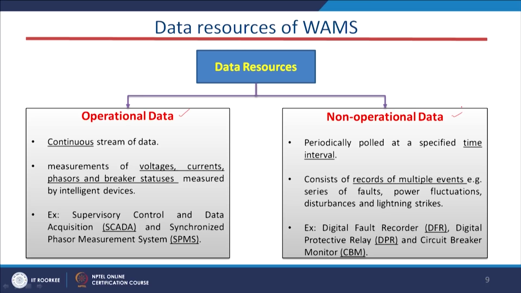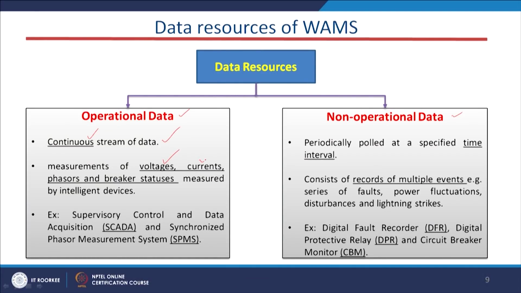As far as the data resources are concerned, we have two types of data. The first one is the operational data and the second one is non-operational data. So, let us see the basic difference between these two. The operational data is a continuous stream of data. It is real time data, it goes on, and it is basically measured at the end of the PMU, phasor measurement units. That is why it is a very vital component of WAMS technology, where we can measure the voltage, current and frequency at a very fast rate, continuously monitoring voltage, current and frequency of the system. Here we measure basically the voltage and current phasors and the breaker status, and these are measured by intelligent devices. For example, for operational data we have the SCADA system, and also we have the synchronized phasor measurement system, which is a part of this WAMS.